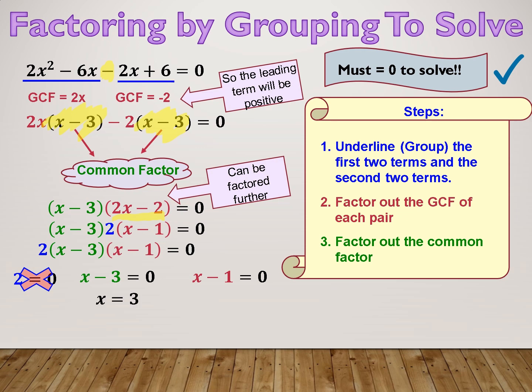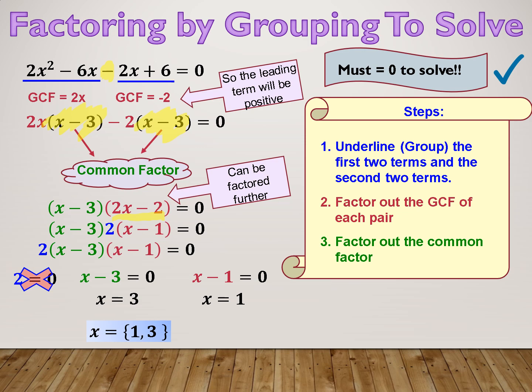x minus 3 equals 0. Well, that means x equals 3. x minus 1 equals 0. Well, that means x equals 1. And of course, you'd want to check those, plug it back in just to be on the safe side, make sure you're correct. And you'll find out that both 1 and 3 work.